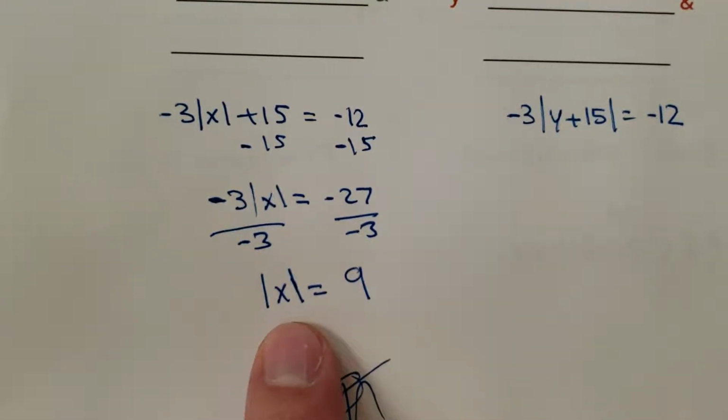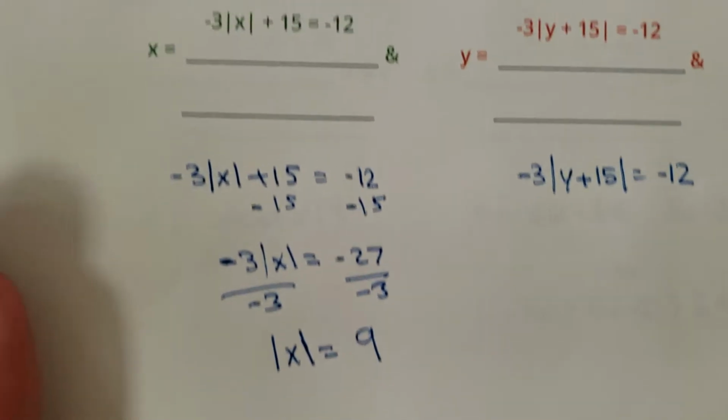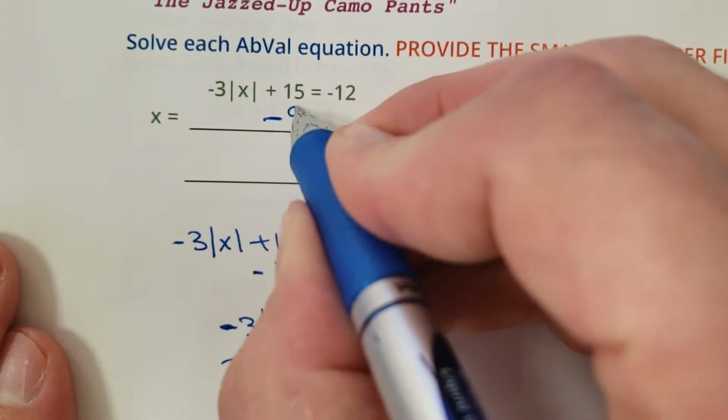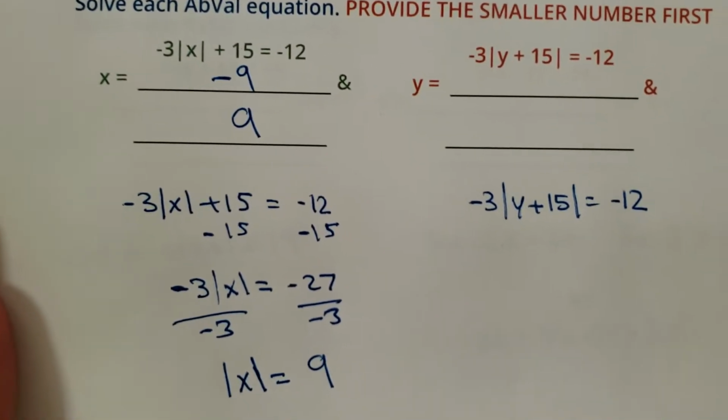But what numbers could go in for x? What numbers have a distance of 9? A negative 9 does, and a positive 9 does. Again, provide the smaller number first. Negative 9 is the smaller number.